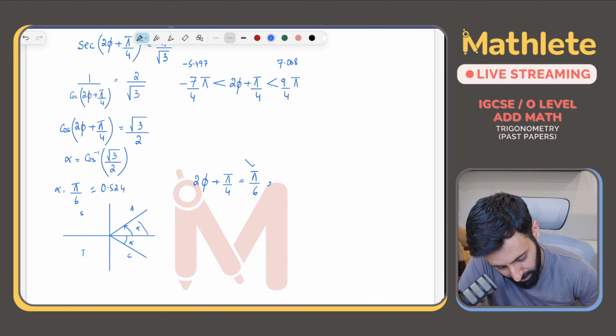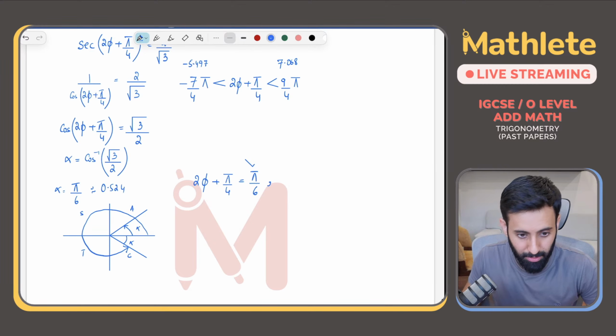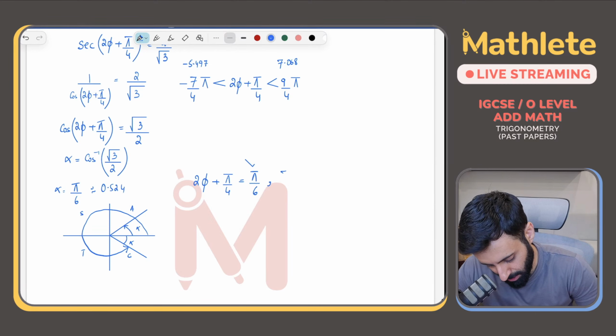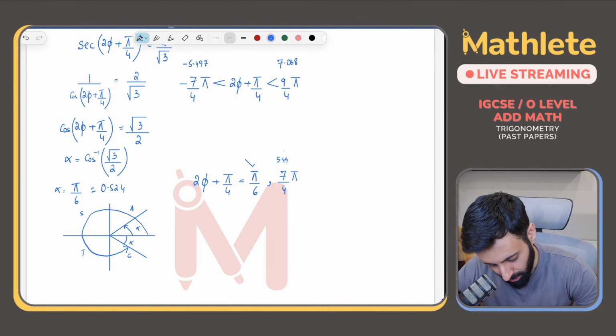Now the next positive solution will be 2 pi minus alpha. So let's work out 2 pi minus alpha. 2 pi minus pi upon 4 is equal to 7 upon 4 pi. Now 7 upon 4 pi is clearly inside the range. The decimal value of 7 upon 4 pi, in case you're wondering, is 5.49. So it's clearly inside the range. Let's put a check mark on all the solutions that we are going to consider.